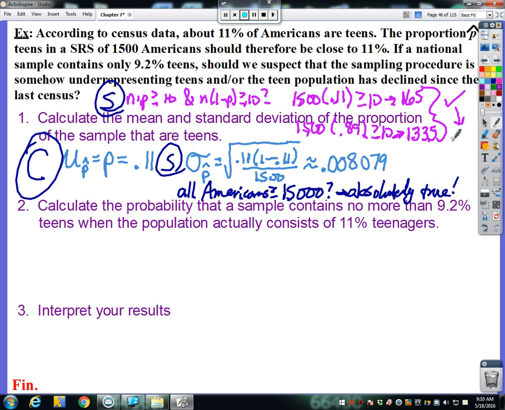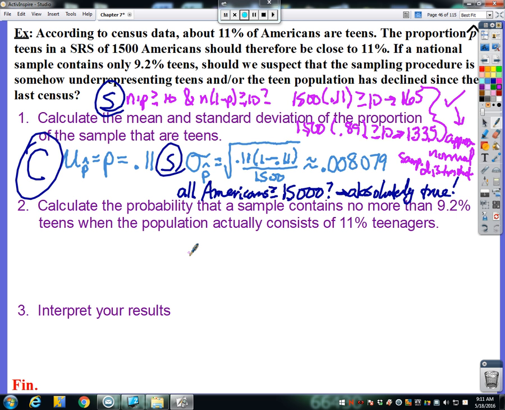And so what this means is that we are dealing with an approximately normal distribution. And really, I could be a little bit more specific here: an approximately normal sampling distribution. So I know the shape, center and spread of this sampling distribution now. I know that it's approximately normal. I know the center is around 11%. And I know the spread, the standard deviation, is what? A little less than 1%.